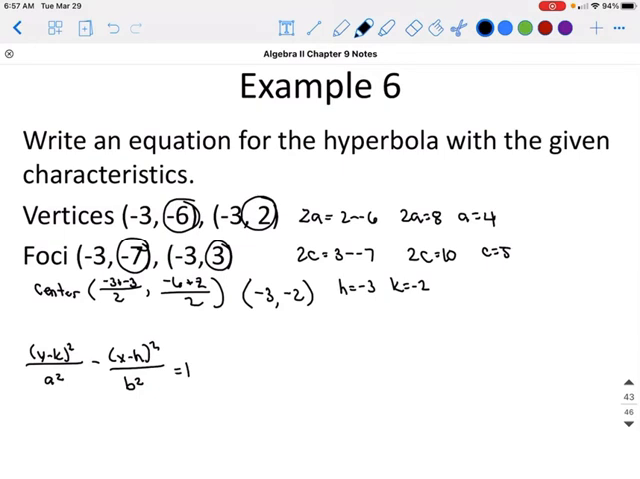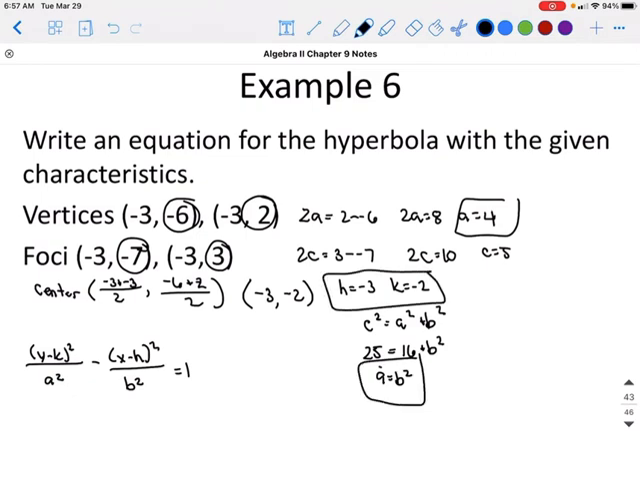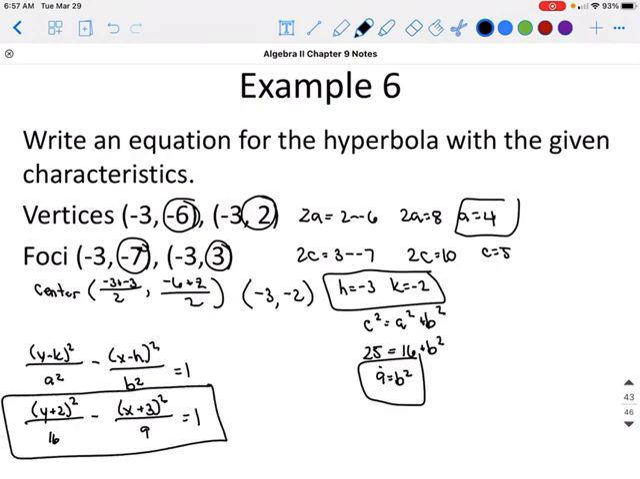Now we have a, k, and h. We need to find b. Remember, c squared is equal to a squared plus b squared on a hyperbola. C squared, or 5 squared, is 25. A squared is 16. If we subtract the 16 to the other side, we're going to get 9 is equal to b squared. So we have a, we have our b squared, we have our h and our k. We can write our equation. So this is going to be y plus 2 squared all over 4 squared, which is 16, minus x plus 3 squared over 9 is equal to 1.